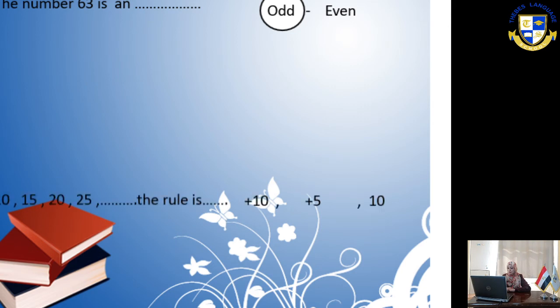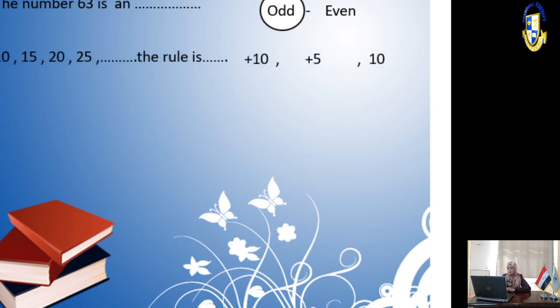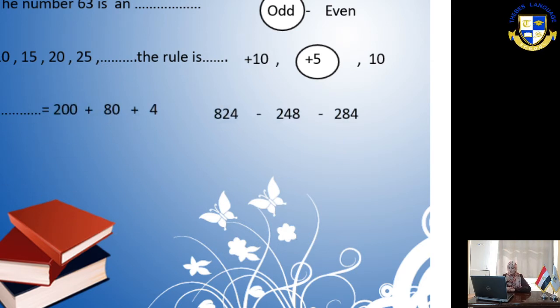You have a rule of 10, 15, 20, 25. It's increasing. 10, 15, 20, and 25. That's right, it's plus 5. You are adding plus 5 whenever you go to the next number. The pattern is plus 5.